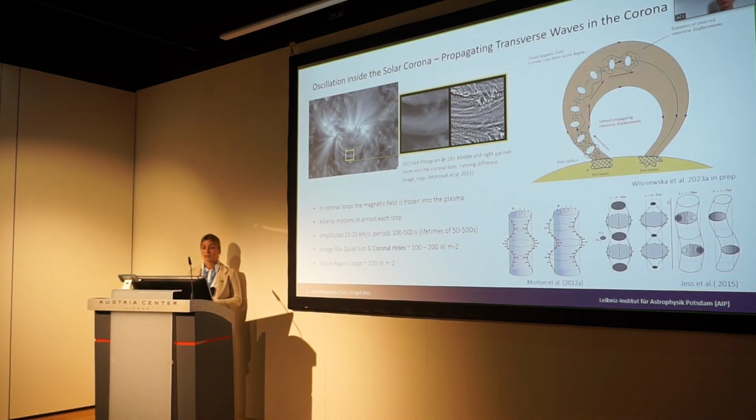So what kind of oscillations do we have in a corona? Basically these are propagating transverse waves. If you look at the SDO AIA filtergrams, in the middle panel you have a zoom into the coronal loop. If you look at the running difference image, you can observe some motion of the propagating waves. In the coronal loop, the magnetic field is frozen into the plasma, so Alfvénic motions are observed almost at each loop.